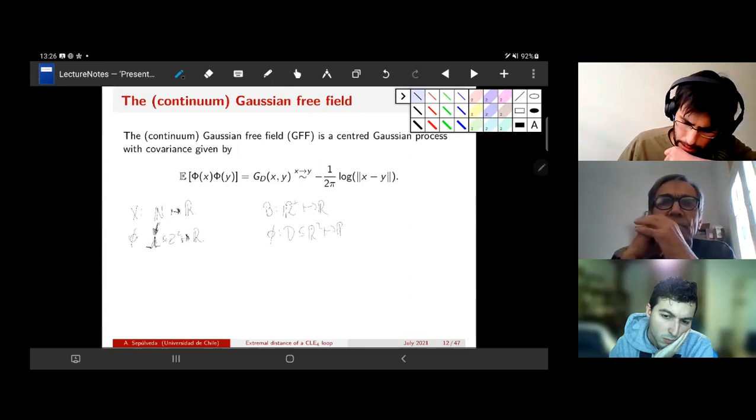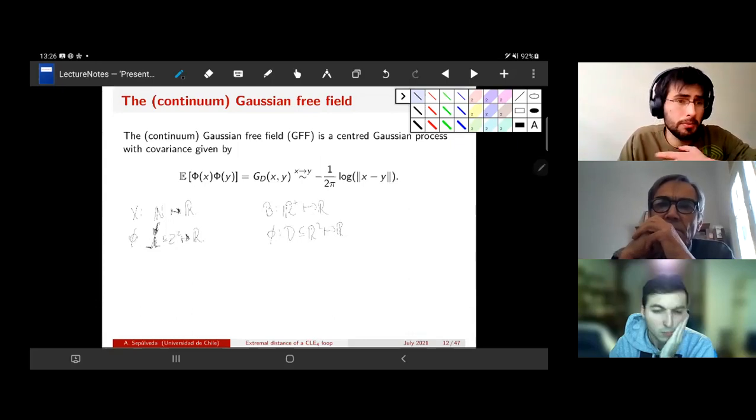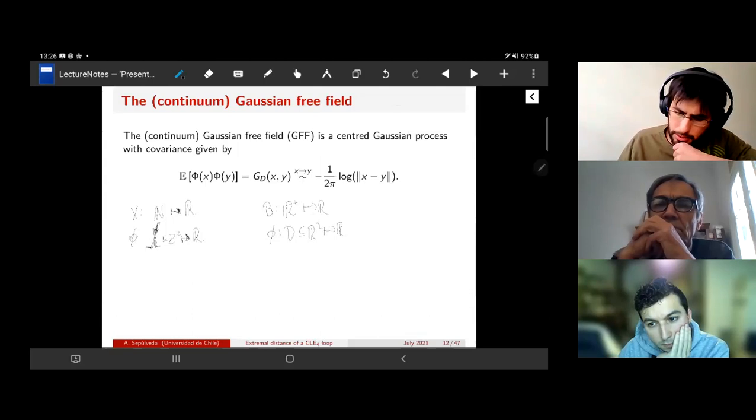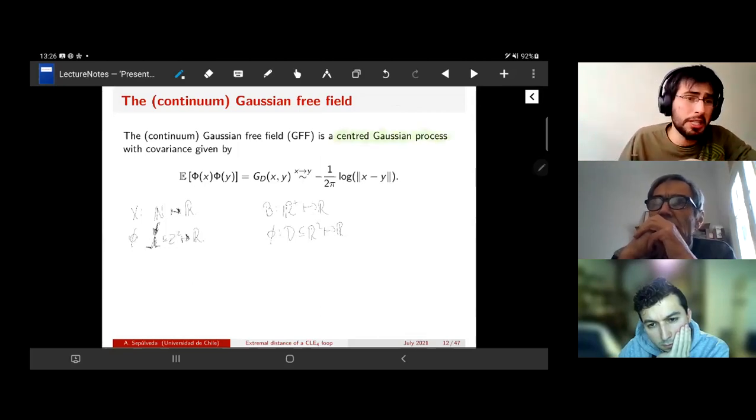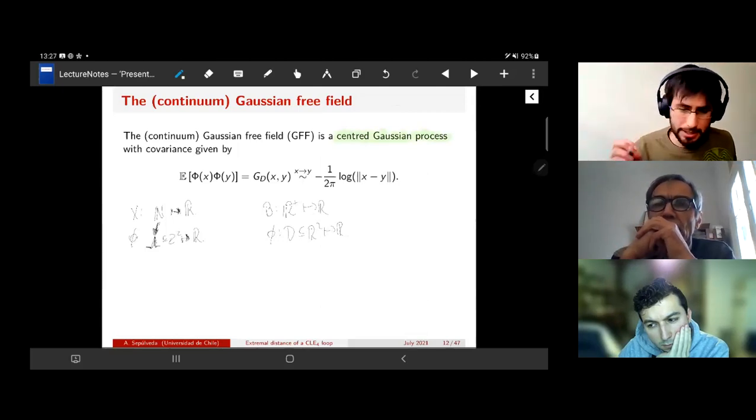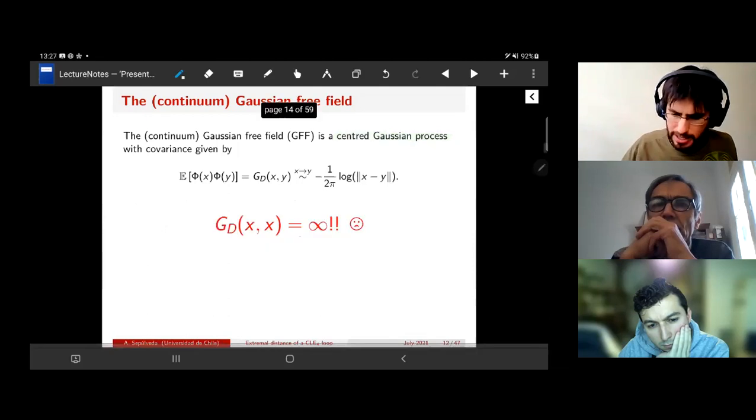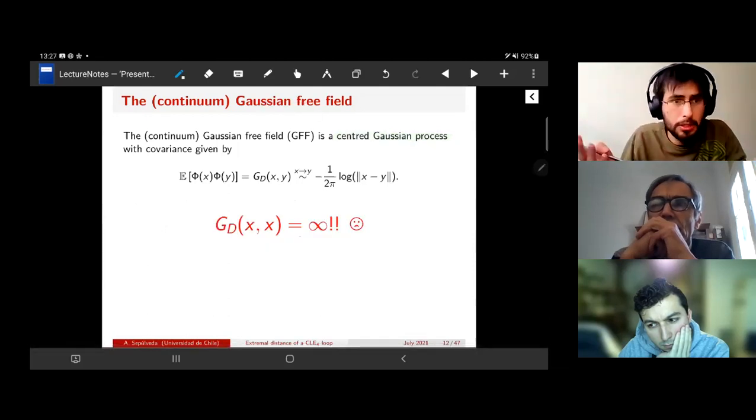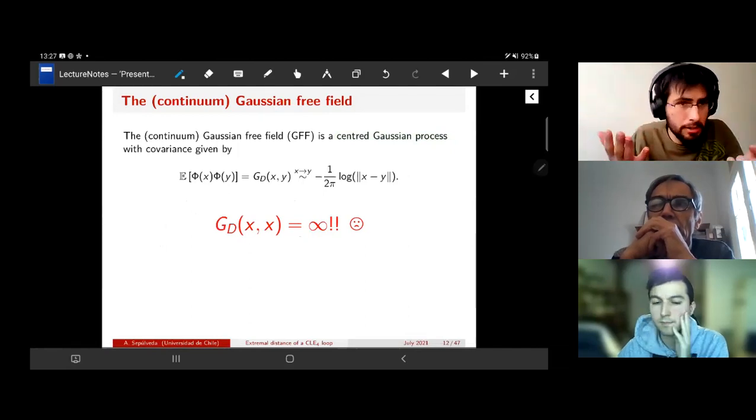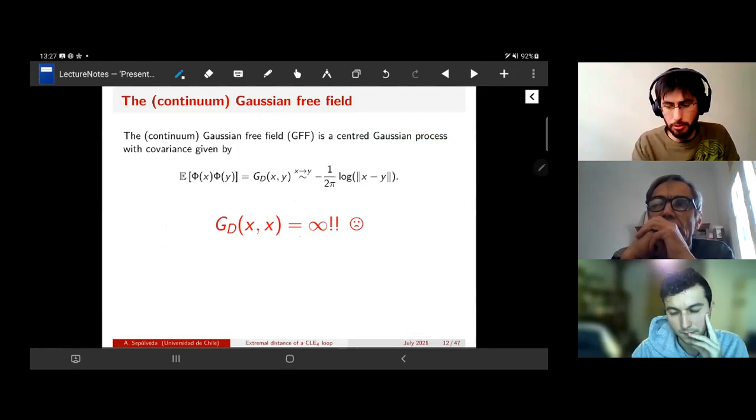Okay, and as we do it in the discrete, well, it's just going to be the central Gaussian process with covariance given by the Green function. And up to now, everything looks easy. It's easy to define, until one realizes that there is a big problem here: the Green function on the diagonal explodes. On the discrete, it is exploding, but it's bounded on n, but not on the continuum.